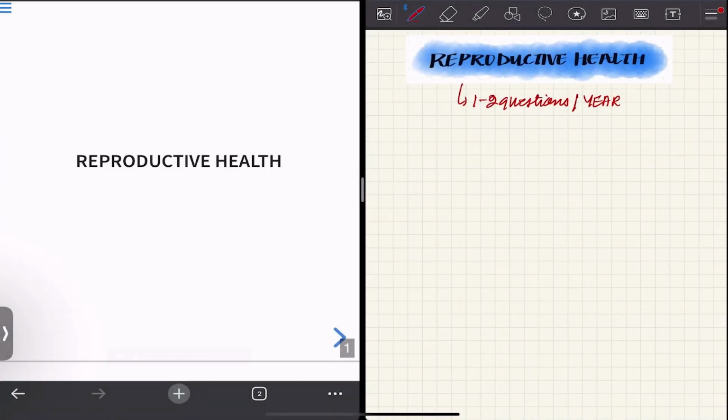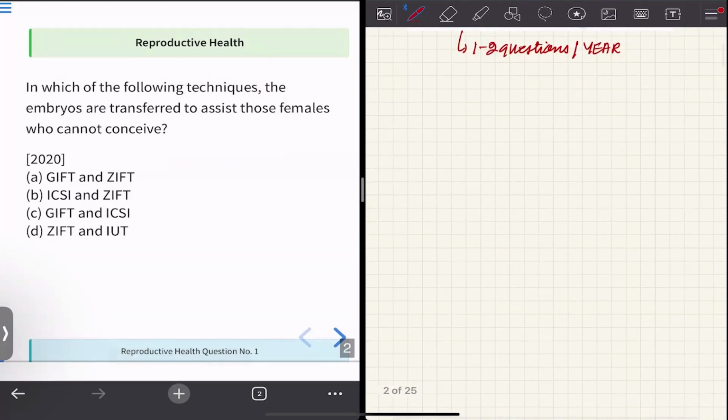Hello everyone, I am Sneha, a third year MBBS student at AIIMS Nagpur, and today we'll be doing previous year questions from the chapter Reproductive Health. One to two questions are asked from this particular chapter repetitively every single year, so we need to make sure that we are doing all the previous year questions properly. So we'll start with the first question.